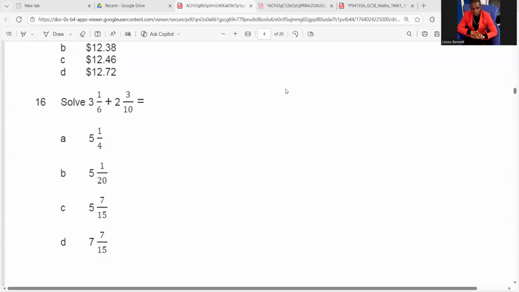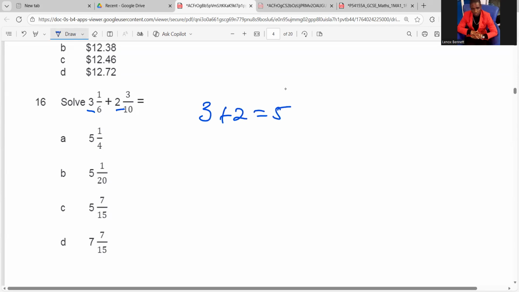Alright, it says solve 3 and 1/6 plus 2 and 3/10. We can either choose to add the two whole numbers, the 3 and the 2, which will give us 5, and then we can add 1/6, which is a fraction, and 3/10.